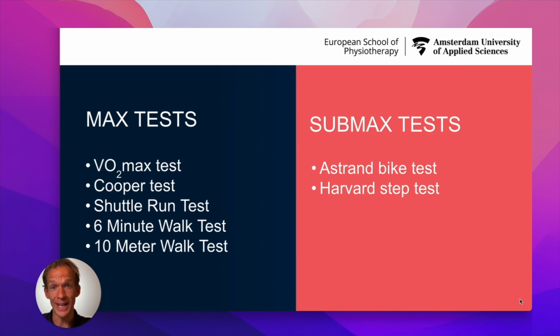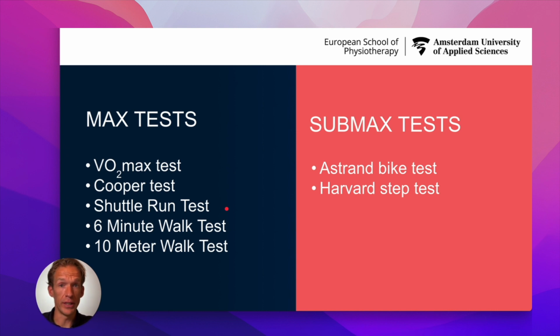That will be the only and always the best method to measure the aerobic capacity by means of the VO2 max. But then you also have these classic tests like the Cooper test and the shuttle run test, which are maximal tests because you ask your athlete or your participant to perform to their maximum capacity. But it's not a direct VO2 max measurement.